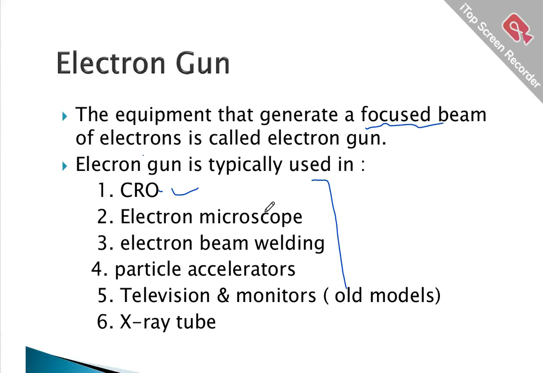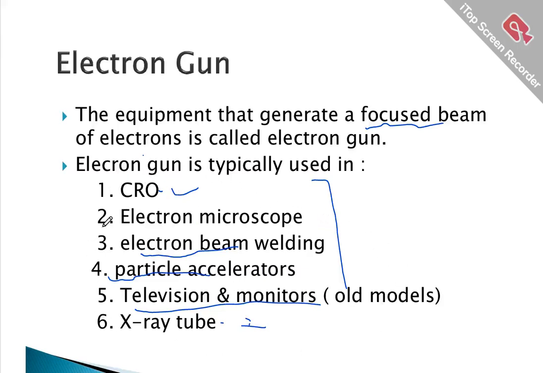Electron microscope. Electron microscope works on the electron beam. So electron beam can be obtained from electron gun. So electron gun is also used in electron microscope. Electron beam welding also uses it, and then it is also used in particle accelerators. Electron gun is also used in television and monitors. Nowadays we have LEDs, but in the past we had televisions of old models and monitors, etc. The X-ray tube is also a device in which electron gun is abundantly used. So these are the applications of electron gun.